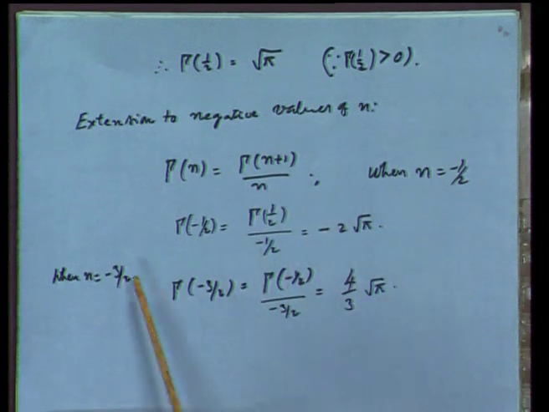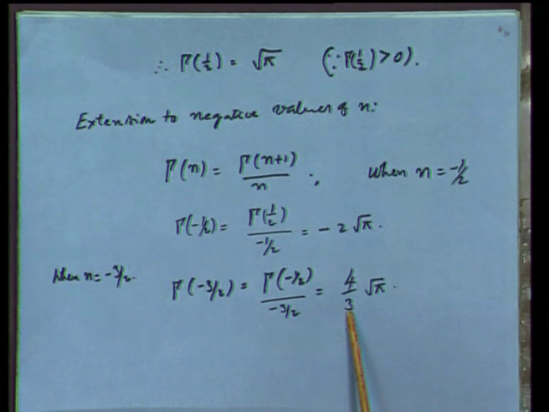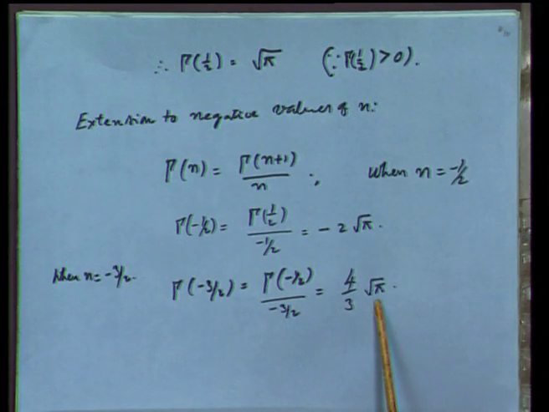Similarly, you can take n equal to minus 3 by 2. So, gamma minus 3 by 2 is equal to 4/3 root pi, and so on. Like this you can extend the values of gamma for negative values of n.